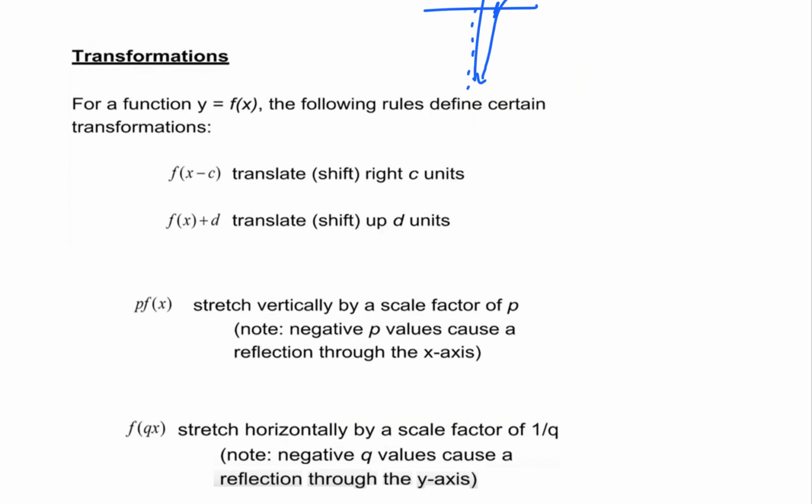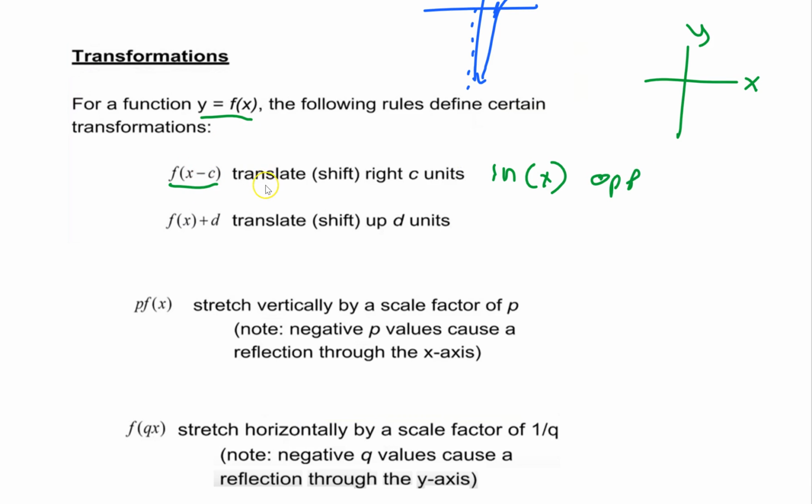Transformations, the thing we always talk about. Inside opposite, outside follow, right? Here's your basic graph, I don't care what it is. Stuff on the inside affects the x values. When I say that, it's shorthand for left and right, right? x goes left and right. So that affects the left and right, and you do the opposite.